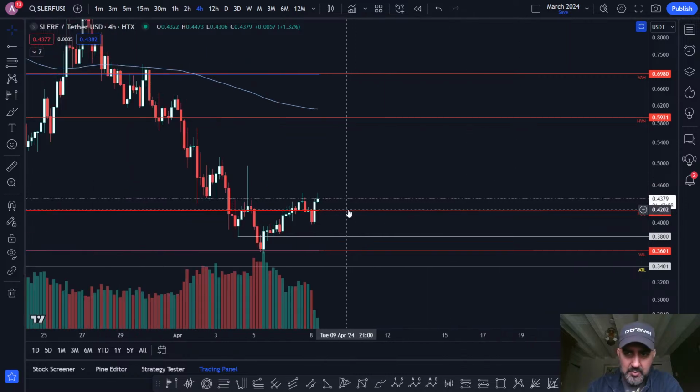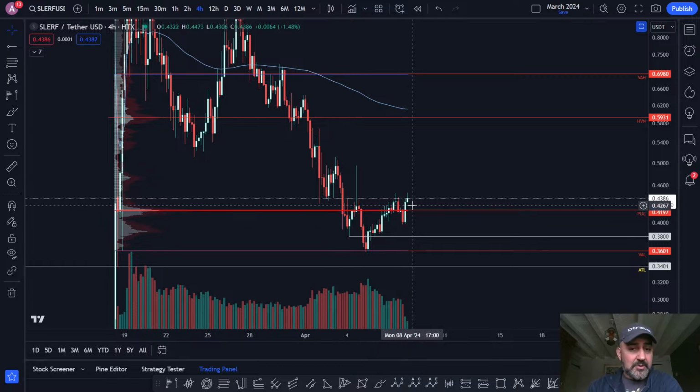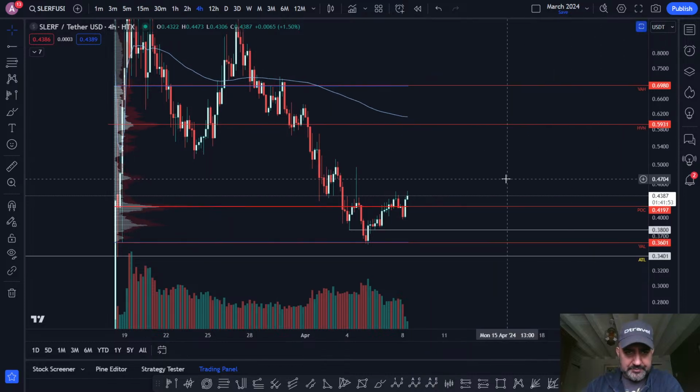At the very least, we want to see the point of control hold the price as support if we do go down to test it one more time. Okay, I'm hoping not. I'm hoping we just explode, but you know, no one can predict the future. No one knows what's going to happen.